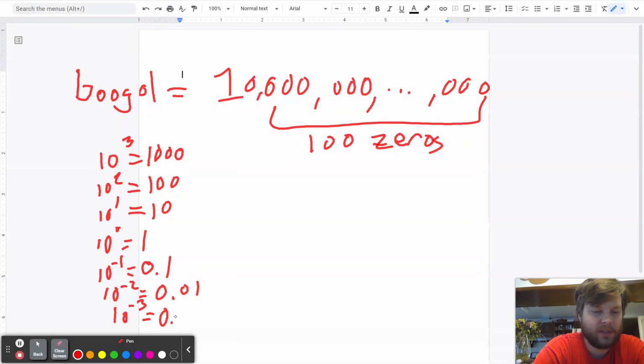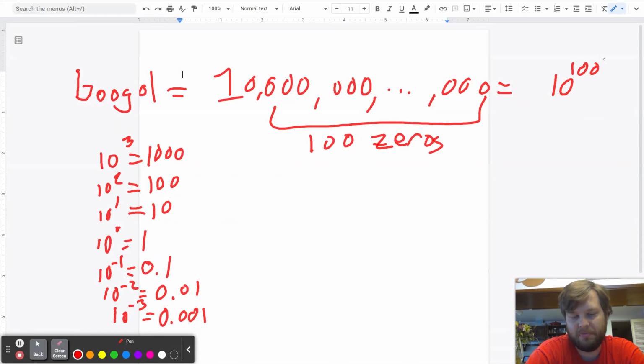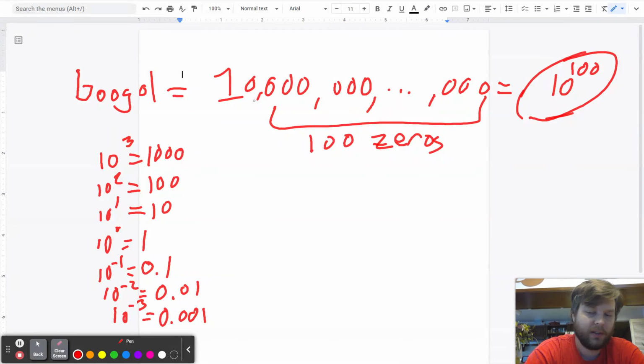So what I want you to notice is that the positive powers of 10 are the number of zeros. And the negative powers of 10 are also the number of zeros. Just that the positive powers are big numbers and the negative powers are little numbers. So if I have 100 zeros, then I know it's going to be 10 to the 100th power. And that's actually what a googol is. This is a lot easier to write than it is to write down 100 zeros all in a row. Let's take a look at a different number.